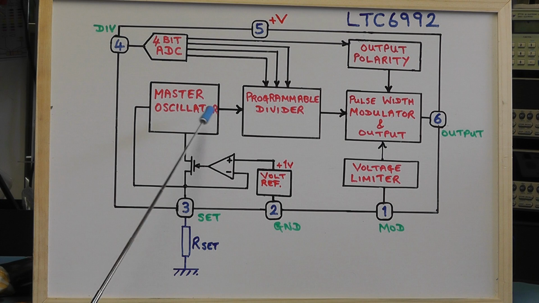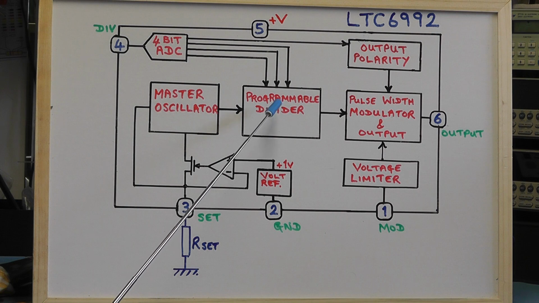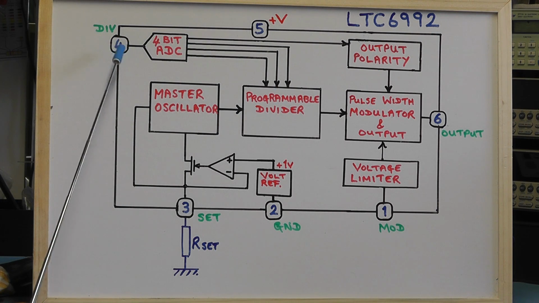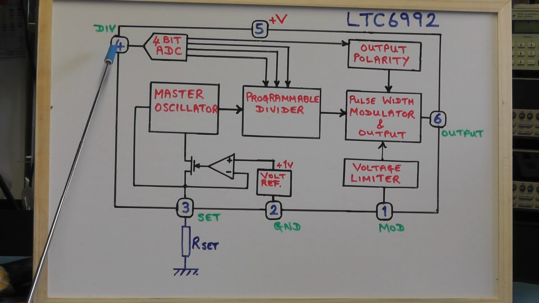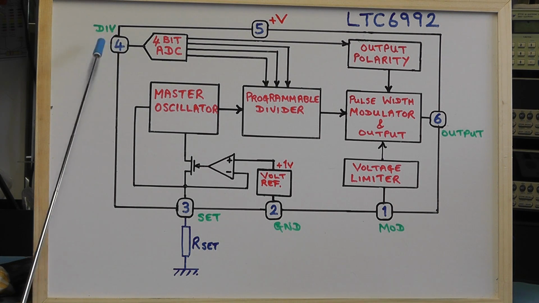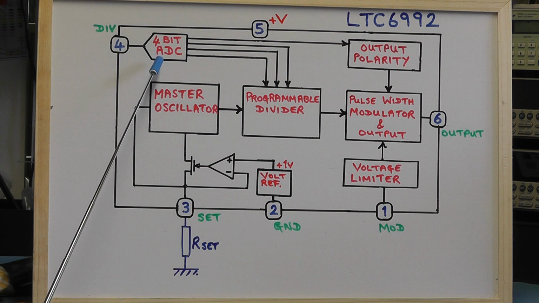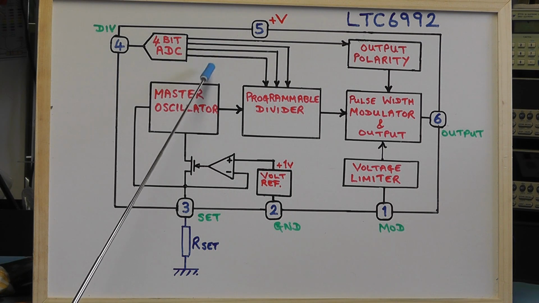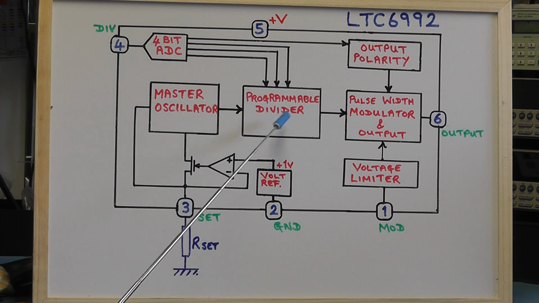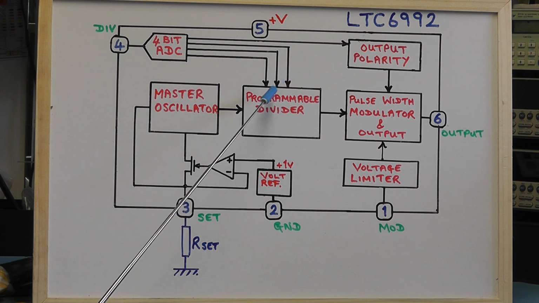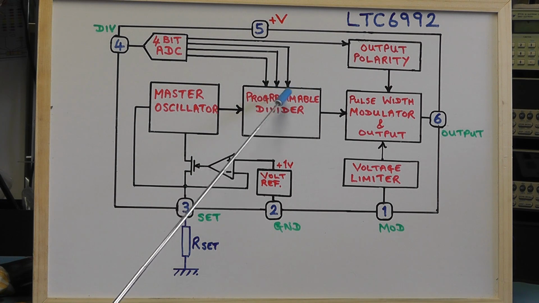Now, the output of that oscillator is then fed into a programmable divider circuit, and that itself is controlled by a voltage that is going in on pin 4 of the IC, labelled DIV, and that voltage going on pin 4 controls the output of a 4-bit analog to digital converter, and the first 3 bits of that ADC control the programmable divider, and that gives us from 0 to 15, so 16 possible combinations that the programmable divider can achieve in terms of dividing the frequency output.